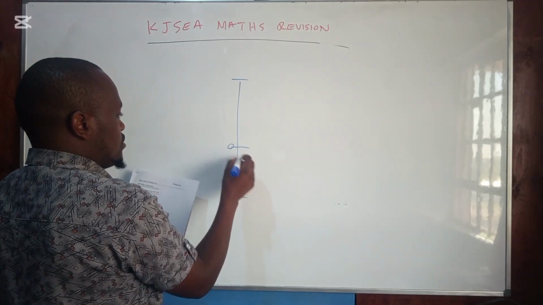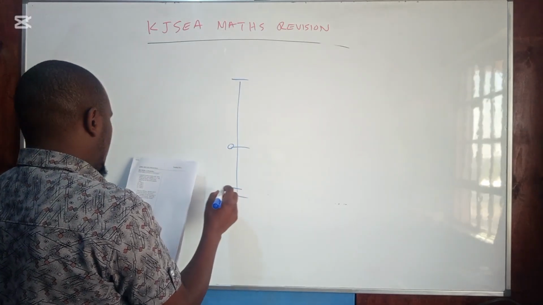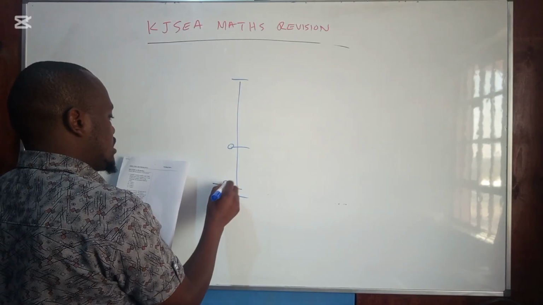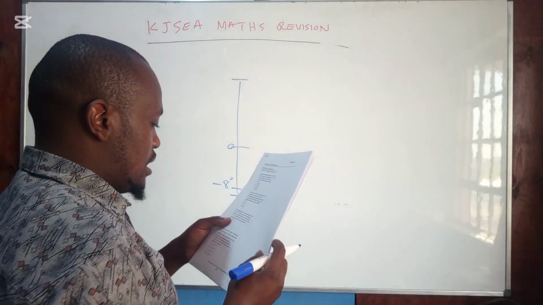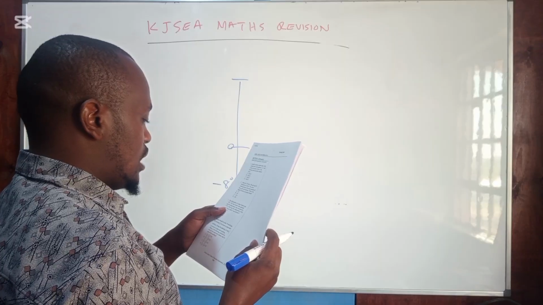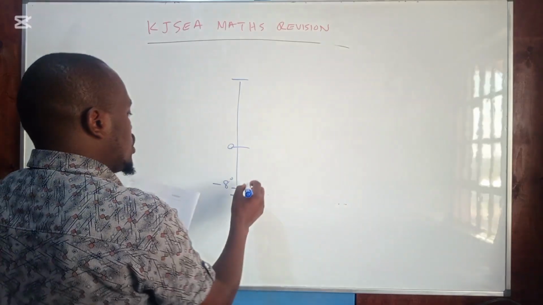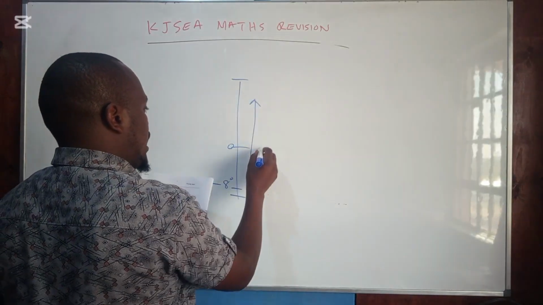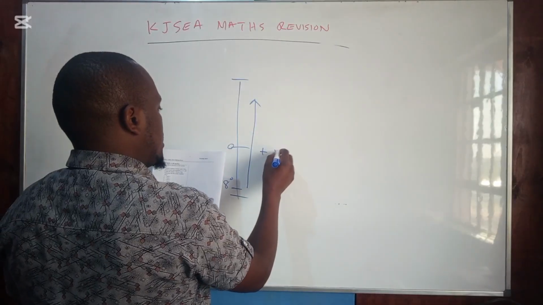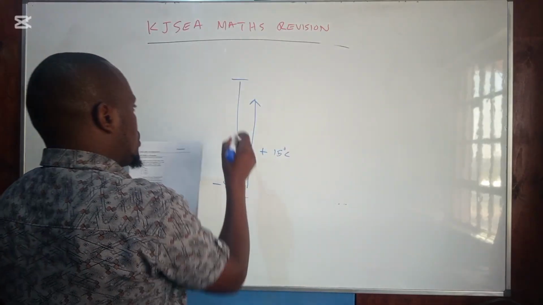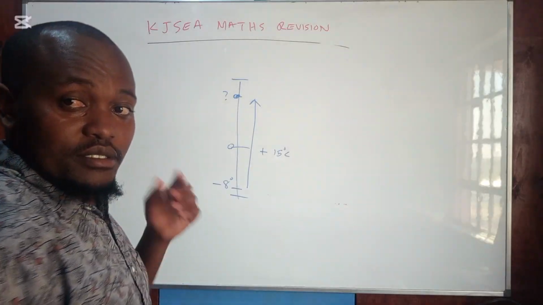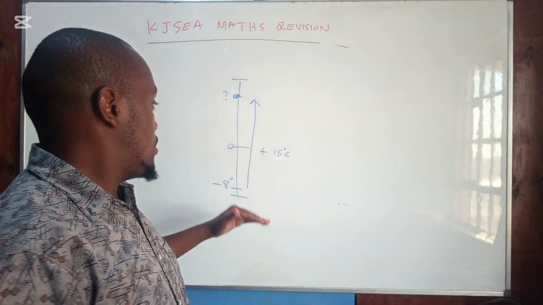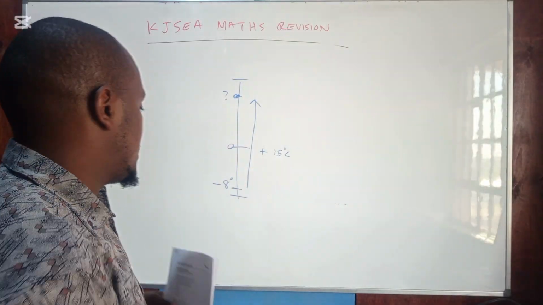So, this is 0. It was reading -8 degrees. And you are asked, the deep freezer was adjusted and the temperature was increased. So, we are going to increase and add 15 degrees Celsius. So, we are asking, what is the reading here? The first thing is to understand the question. When you understand the question, it becomes very easy.